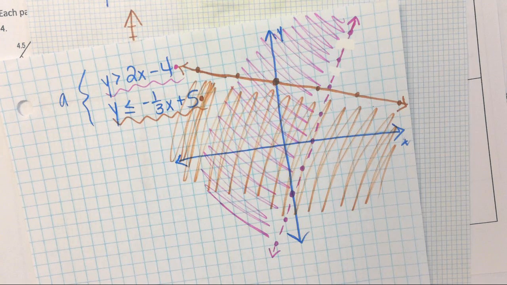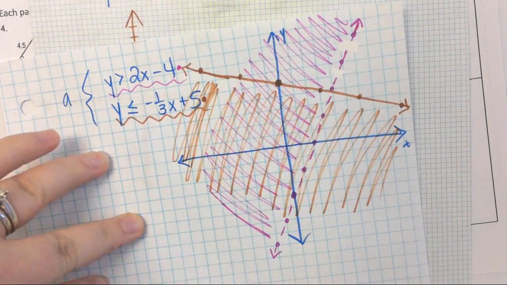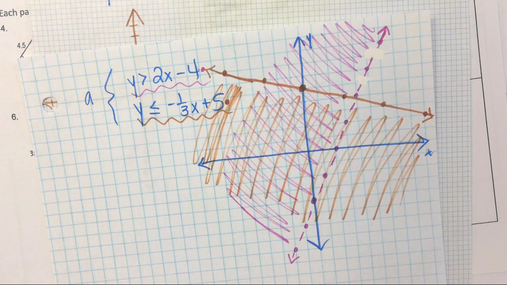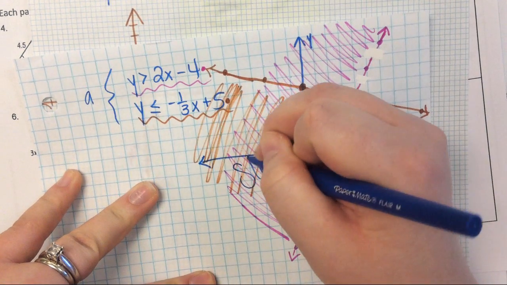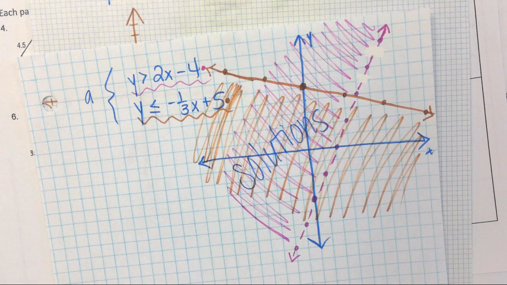With a system of equations, we were looking for where the lines crossed. That was our solution. With inequalities, the system of inequalities, where the shading crosses is our solution. So this, that hot mess of pink and brown, that is my solution. Now, I even write the word solutions on it. So the region where they overlap in color, that's your solution set.